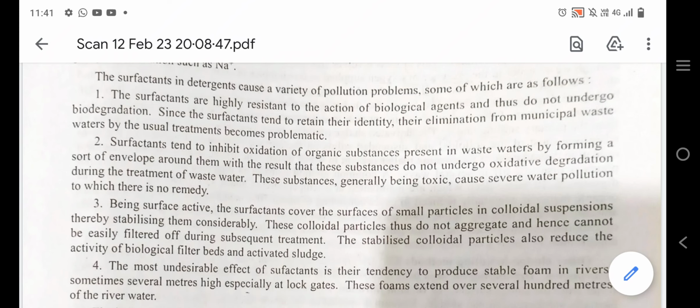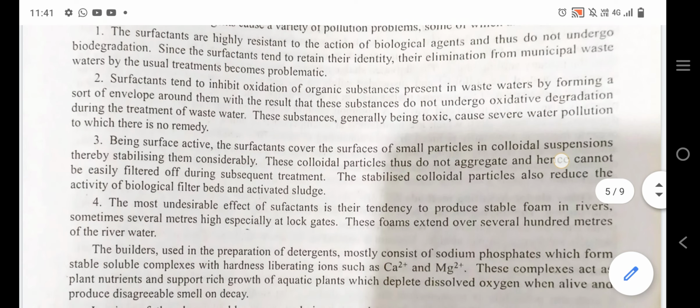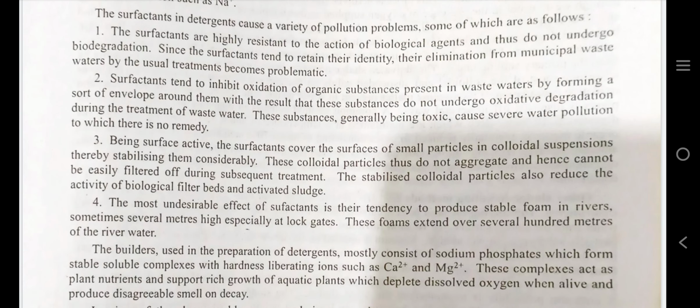Being surface active, the surfactants cover the surfaces of small particles in colloidal suspensions, thereby stabilizing them considerably. These colloidal particles do not aggregate and hence cannot be easily filtered off during subsequent treatment. The stabilized colloidal particles also reduce the activity of biological filter beds and activated sludge.